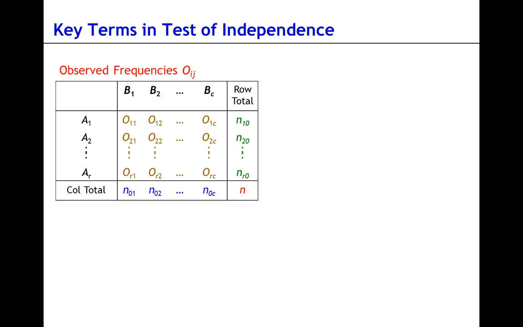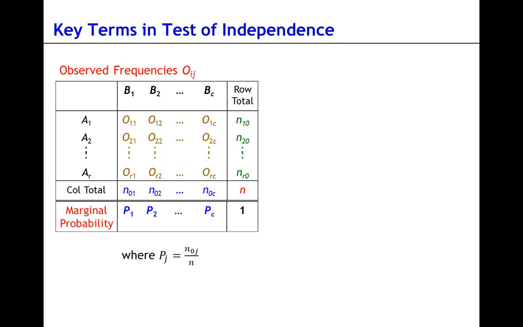Next, we find the marginal probabilities p sub j's. These p sub j's are the proportion that are in each column. To get p sub j, we take the column total n sub naught j and divide it by the overall total n. For example, to get p sub 2, we take the total for the second column and divide by n. All these p sub j's should add up to 1.